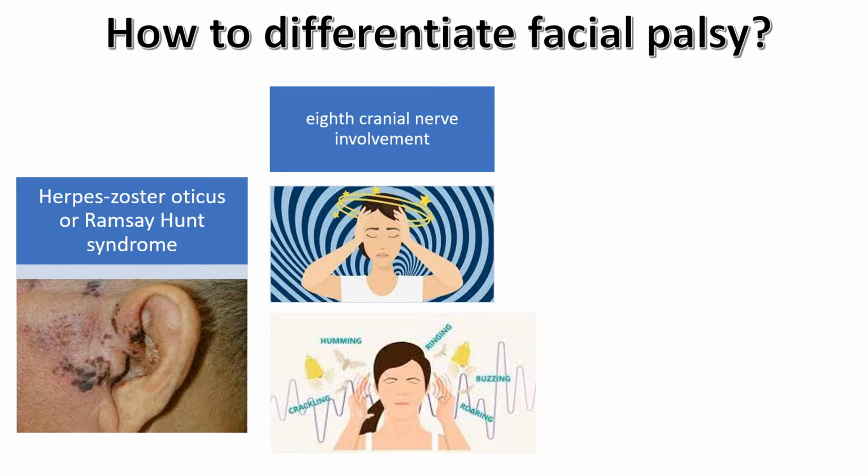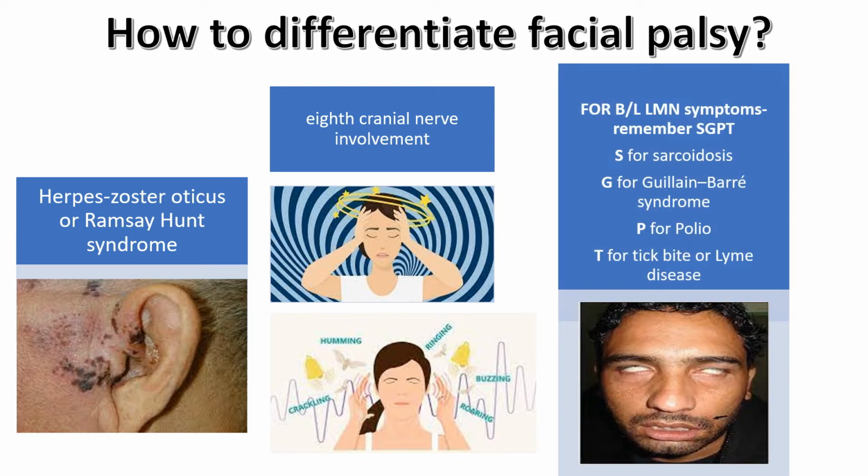deafness, and tinnitus. If your patient shows a bilateral facial palsy of lower motor neuron pattern, remember SGPT. S for sarcoidosis. G for Guillain-Barré syndrome. P for polio. T for tick bite or Lyme disease.